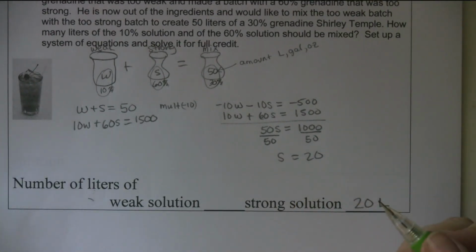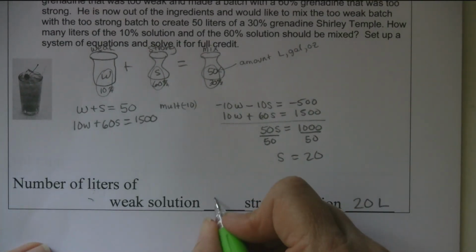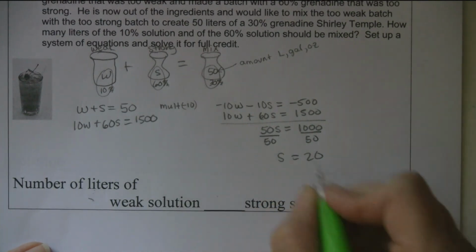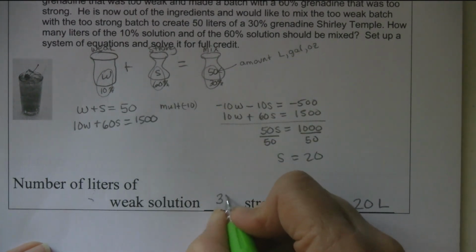If I had 50 liters altogether, then I must have had 30, right? Because 30 plus 20 is 50. And so 30 liters of the weak solution.